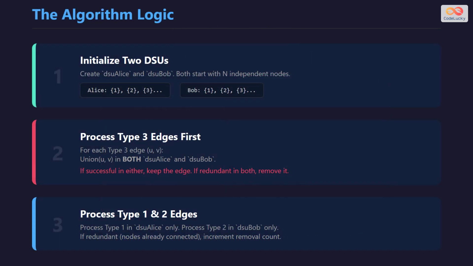We will maintain two separate DSU structures, one for Alice and one for Bob. First, we iterate through all type 3 edges. If a type 3 edge connects two previously unconnected nodes, we union them in both DSUs. If they are already connected in both, we remove the edge. Next, we process type 1 edges only for Alice and type 2 edges only for Bob, removing any that are redundant.